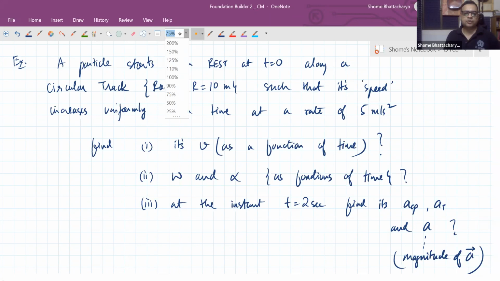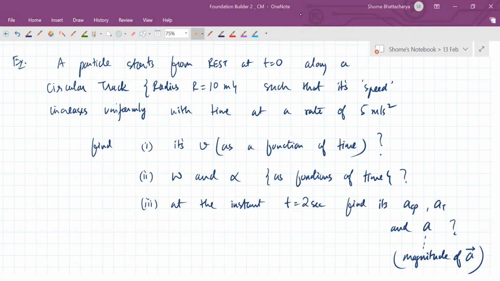So this is a slightly more conceptual question than the last one. So again, if you like, revise through the concepts that we've discussed about non-uniform circular motion, the relationship between tangential acceleration and alpha, and rate of change of speed and all those things.